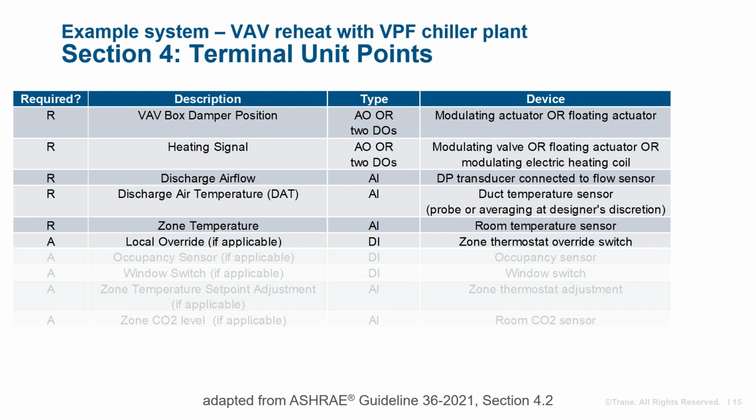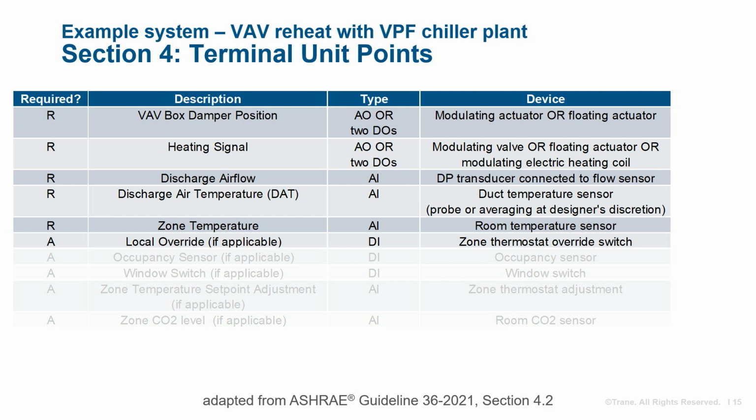This table is from section 4.2, which defines hardwired points for a VAV terminal unit with reheat. The table starts in the leftmost column with designations of R for required, denoting those required to implement the basic sequences of control outlined in the guideline. Points listed with A are application specific. Within other tables, there are optional points denoted with O for optional. These may be included at the designer's discretion.